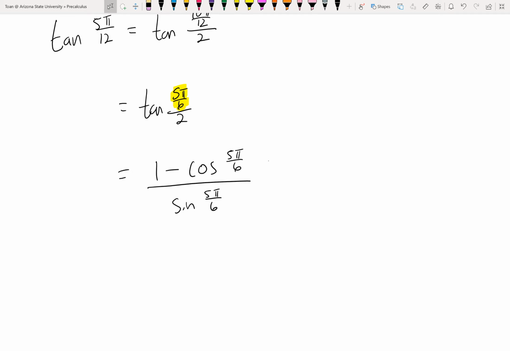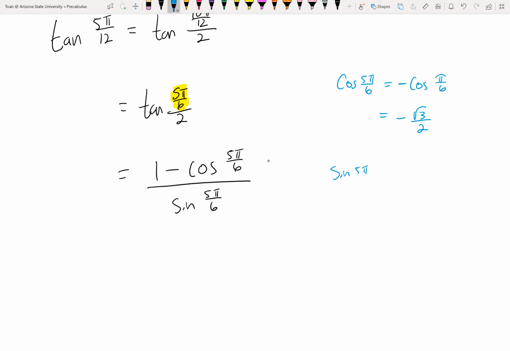And then I expect you guys to be able to figure out what cosine of 5 pi over 6 is and sine of 5 pi over 6. I'll just do that on the side as scratch work. So cosine of 5 pi 6, I like to use reference angle. So the reference angle is pi 6. 5 pi 6 is in the second quadrant, and cosine is negative, though. So that's going to be negative radical 3 over 2.